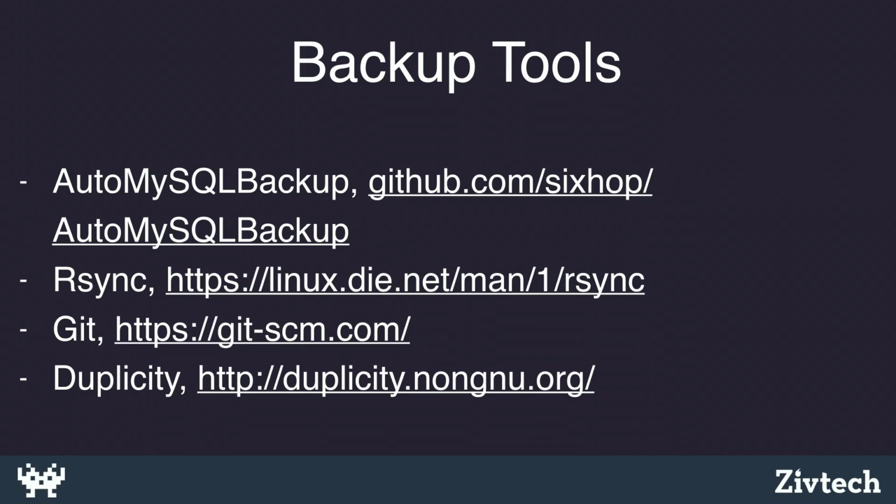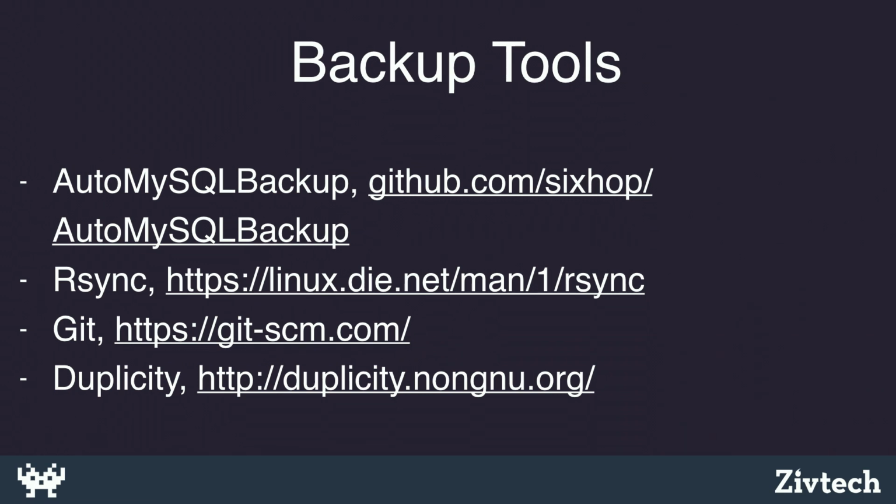So then we have some backup tools that we've used or we do use. AutoMySQL Backup: the original version has been forked. The one I'm linking to here is the forked version. It's a more up-to-date version. Essentially what it does is allow you to make rolling backups of your databases, and we'll give them a daily, weekly, monthly schedule that you can set.